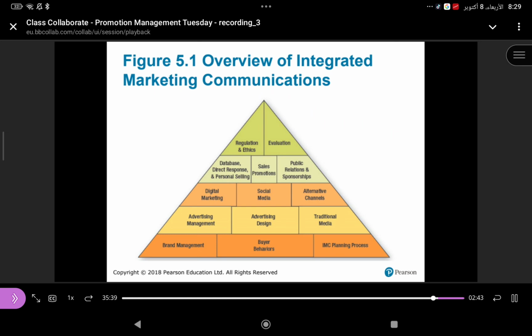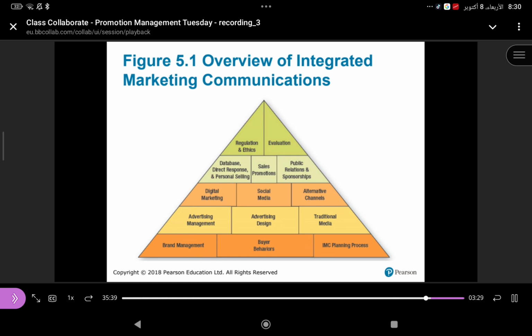Now, integrated marketing communication is a strategic approach that ensures all forms of a company's communications and messages are carefully linked together to deliver a consistent brand message across all channels. Basically, it unifies advertising, sales promotion, public relations, direct marketing, digital media, and personal selling into one effect.